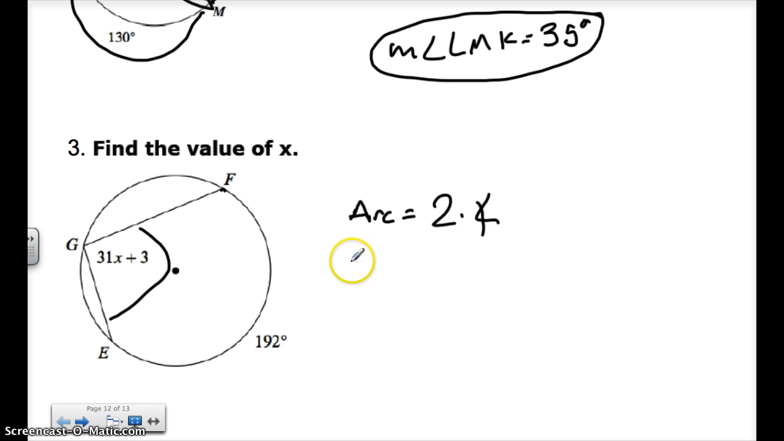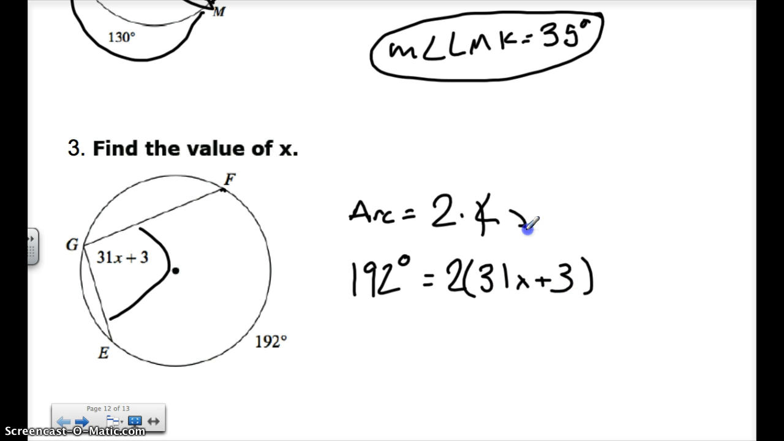Well, our arc is 192 degrees. And our angle is going to be equal to 31x plus 3. So all I did is substitute in what the angle was and what the arc is. Now I just solve this equation. 192 equals, well, we have to distribute this. We get 62x plus 6.